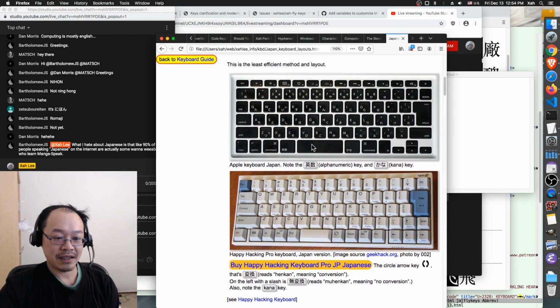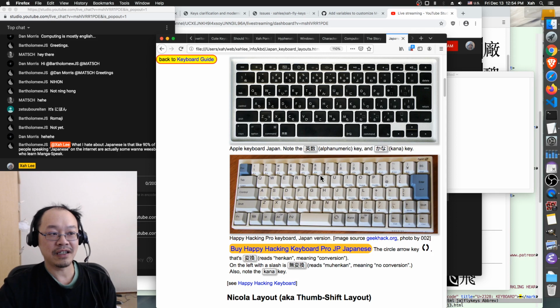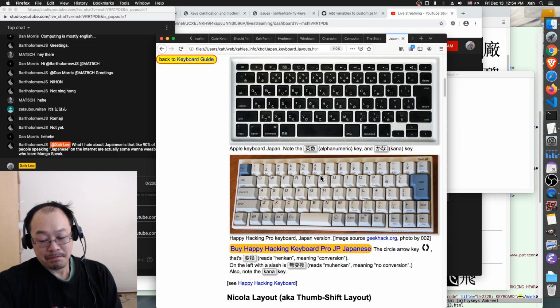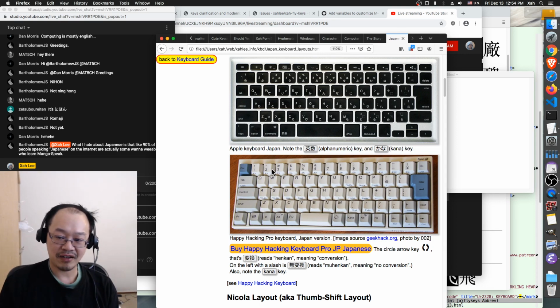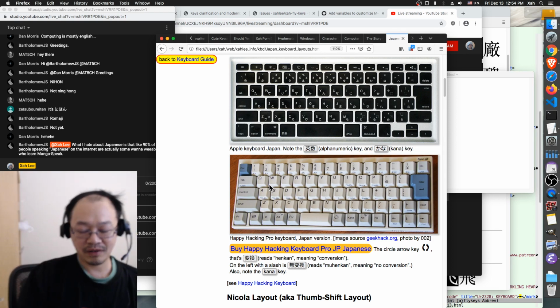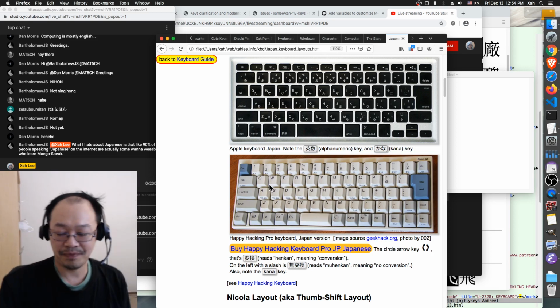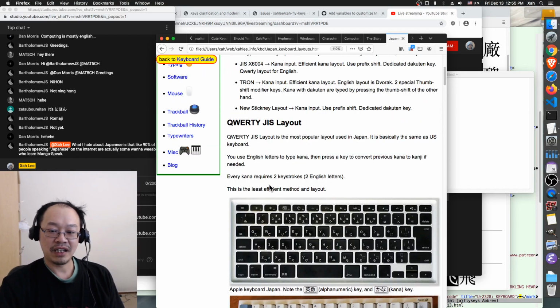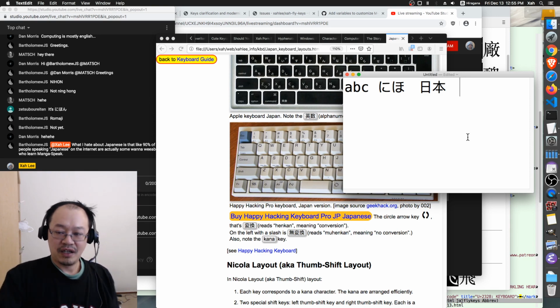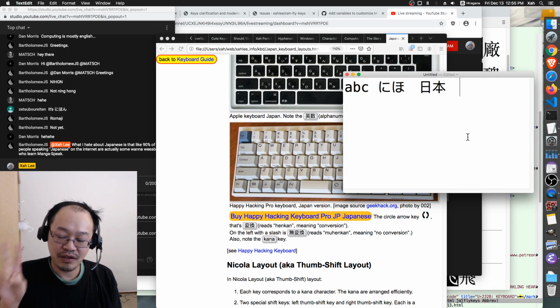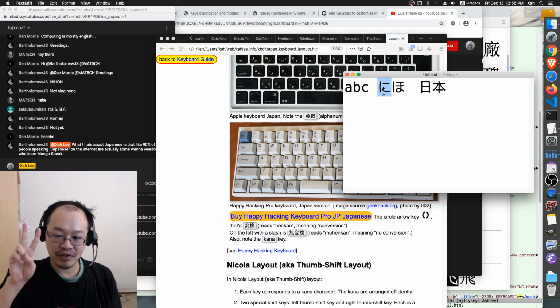And this system for writing Japanese is in fact the most inefficient system. But most Japanese use it, just like in English, where the QWERTY layout is the worst layout as far as efficiency goes. Dvorak and Colemak are much more efficient, but because of historical reasons and convention, people don't want to change. We are already used to the system. So the Japanese just use QWERTY JIS, which is very inefficient, because you have to type English letters first. For each two English letters you type, it becomes one kana, so for each kana you have to type two keystrokes.